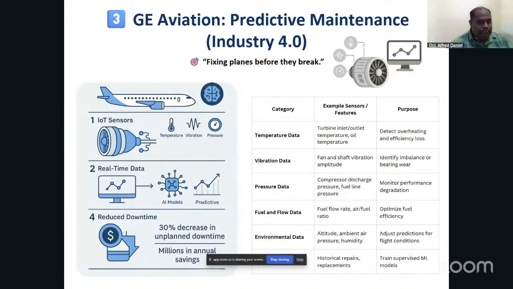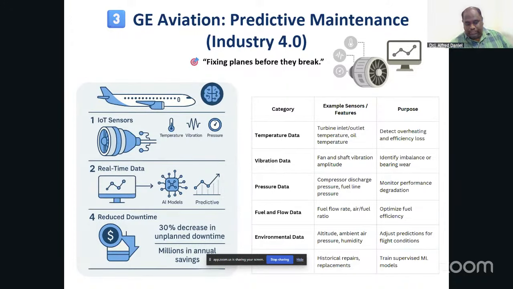Next, GE. We have already seen this, but I want to elaborate on this particular use case because it has lots of interesting aspects. GE predictive maintenance, which I have already told you about: GE uses thousands of data points to analyze and predict the maintenance aspect. So what does GE have? GE has IoT sensors to monitor temperature, vibration, and pressure, which are an integral part of the engine.